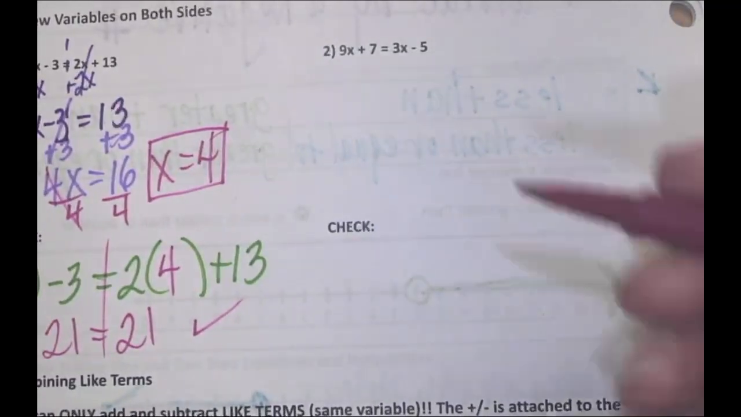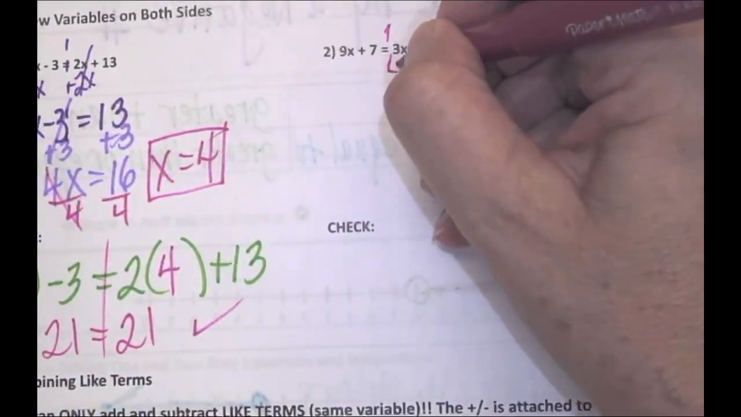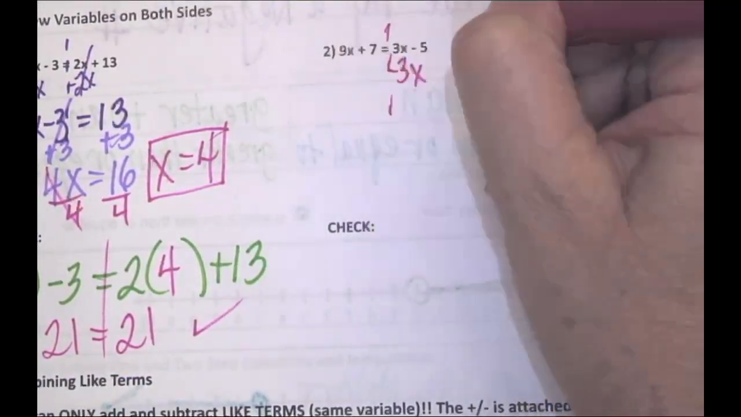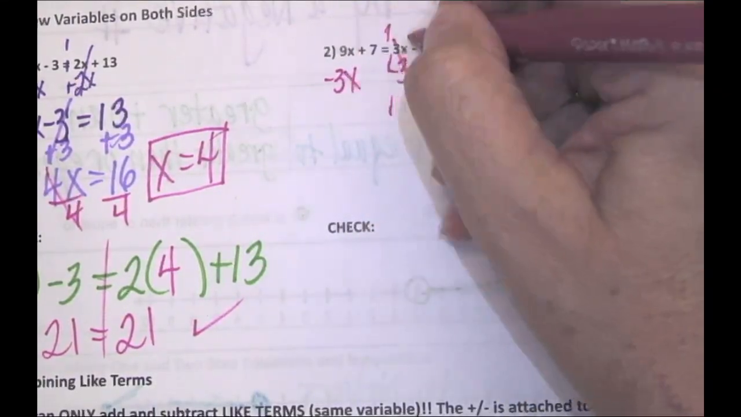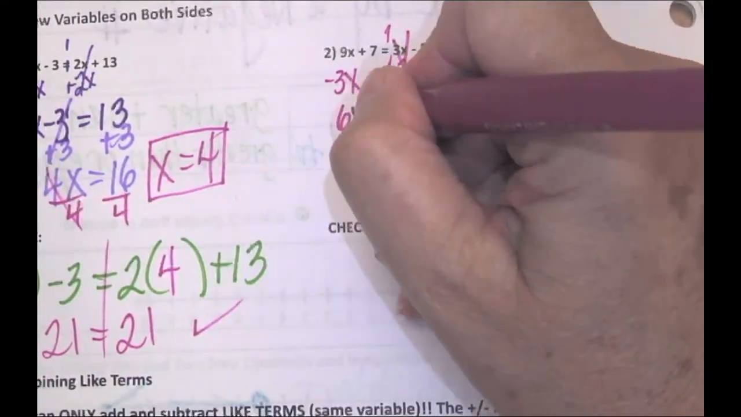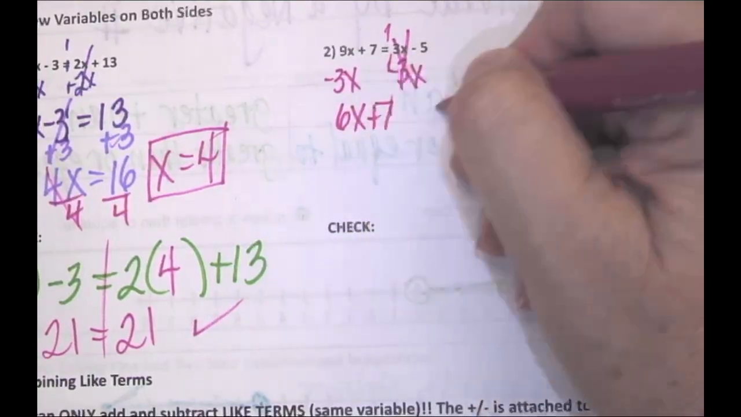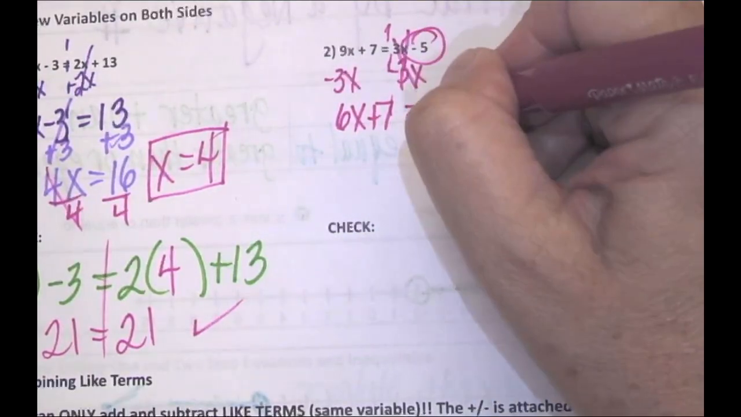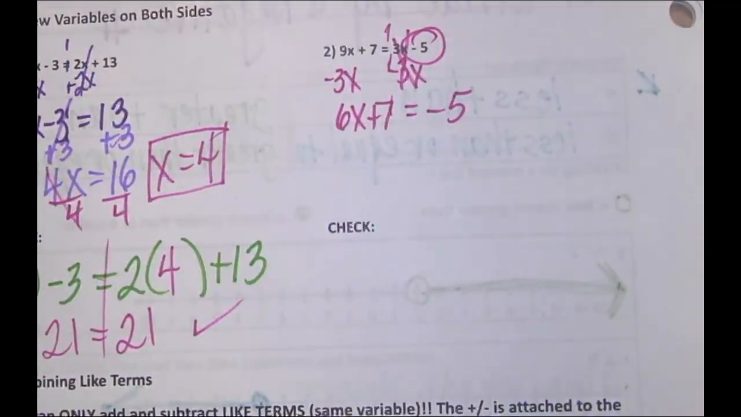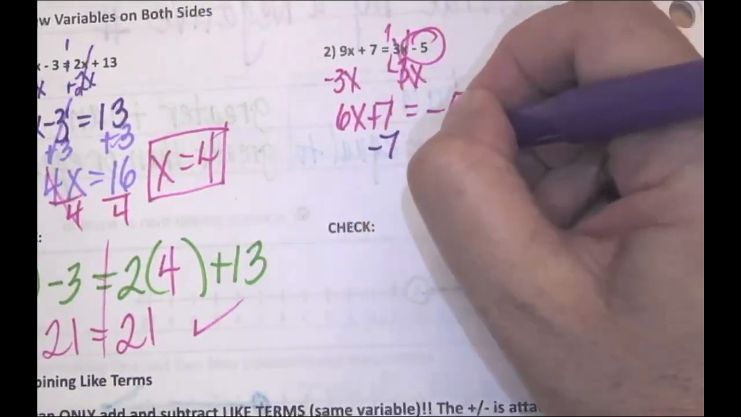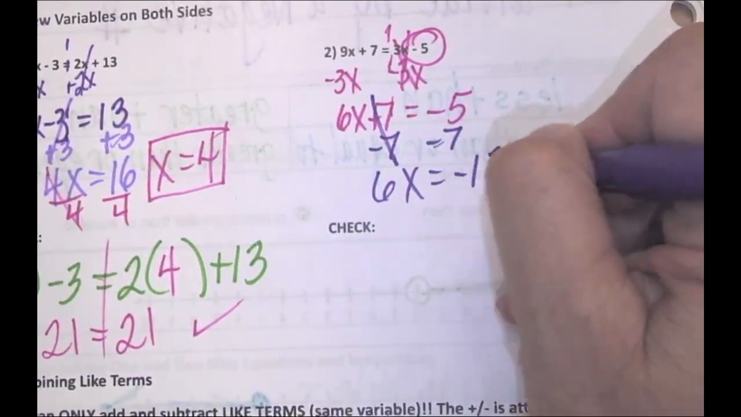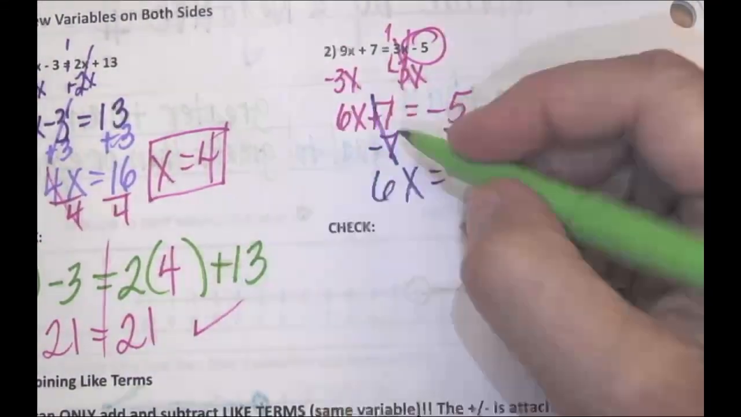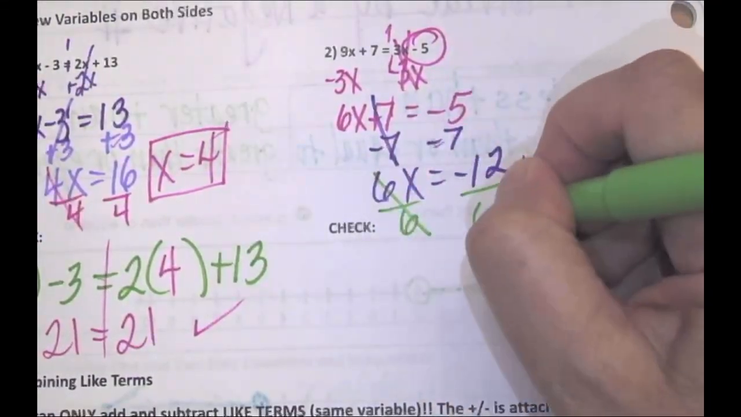Let's try one more. I have 2 x's on each side and constants on each side. So let's take away one of the x's, and I get 6x plus 7 equals, bring that minus down as a negative, negative 5. So now it's your two-step where you want to subtract the 7. 6x equals negative 12. And your last step is always to divide.